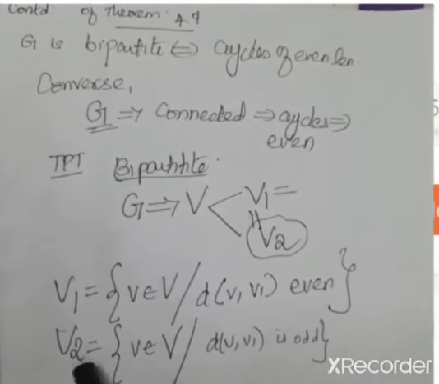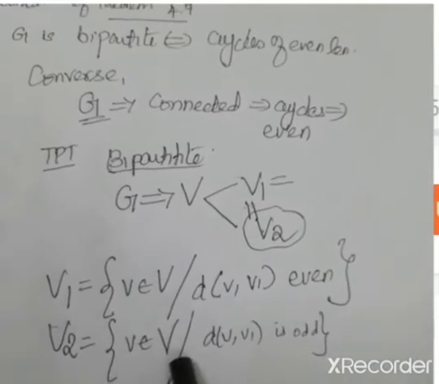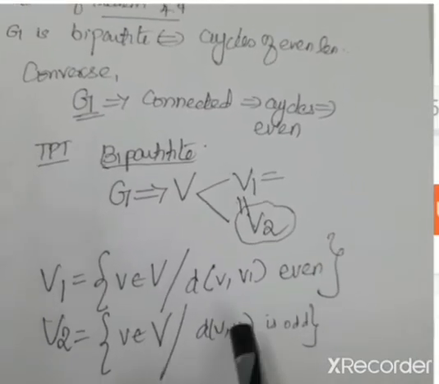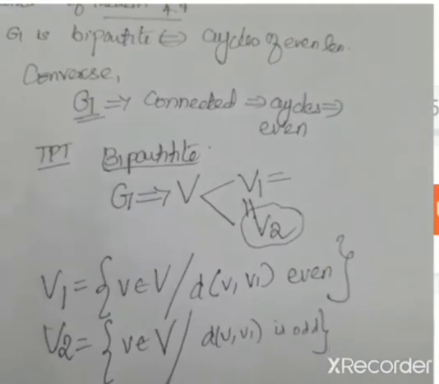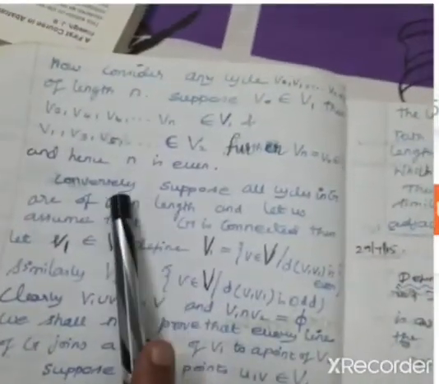Likewise, we define V2 is equal to the set of all elements or vertices in the vertex subset such that the distance between the two points, say V and V1, is of odd length. So this is what you have in your notebook. Now I say to prove the converse.